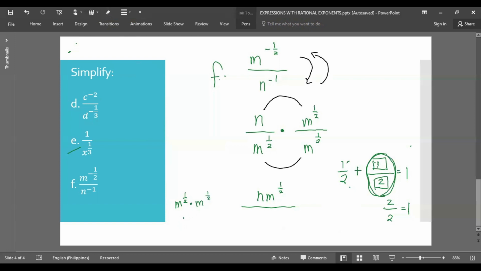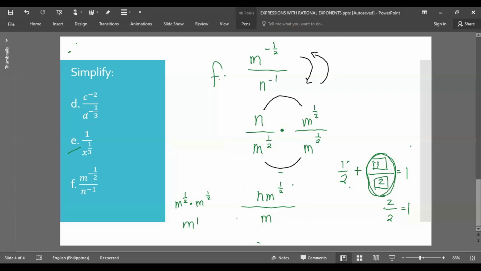You may apply here the first law of exponents. They have the same base. So copy m, then just add the exponents. 1/2 plus 1/2 is 1. Or simply write m. Do you think this is now the final answer? Is this now the simplest form? Yes, it is. Do we still need to subtract the exponents 1/2 and 1?